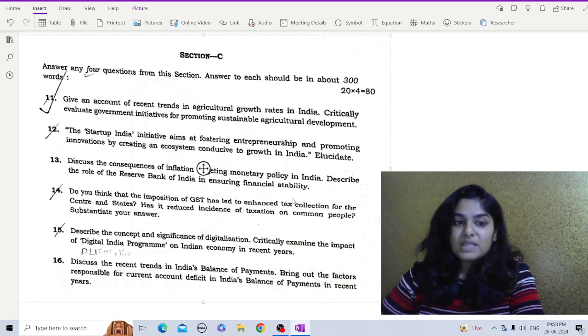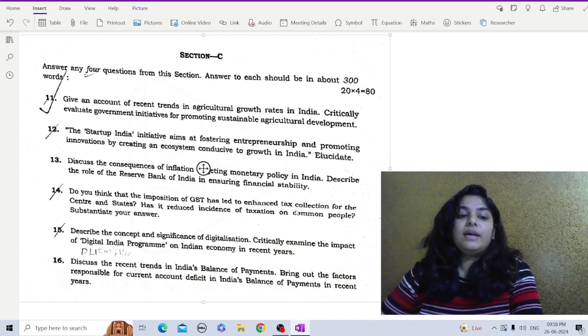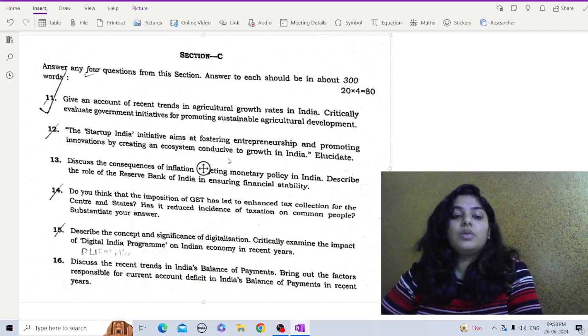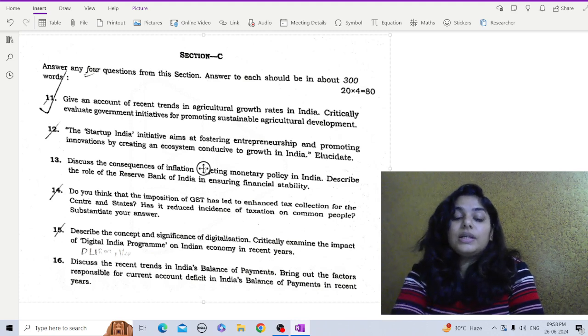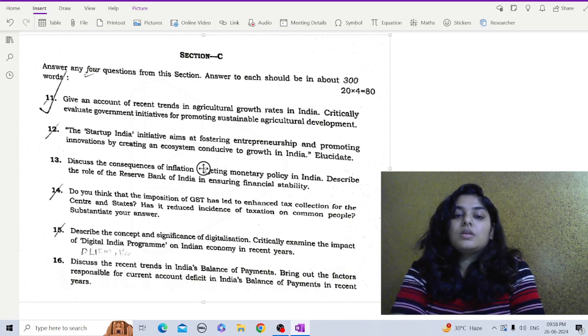Indian Economics paper. So question number 11 is: give an account of recent trends in agricultural growth rates in India. Critically evaluate government initiatives for promoting sustainable agricultural development. So for this you have to first write down an introduction.